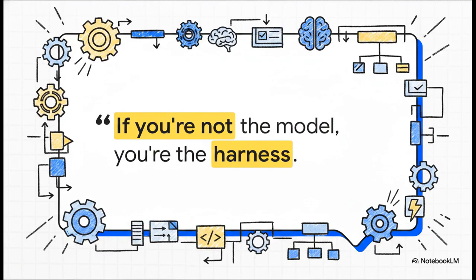The developers over at LangChain actually sum this up perfectly. They say, absolutely every piece of code, configuration, and execution logic that isn't the AI's actual brain falls into the category of the harness. The harness is the magic that turns a simple text prompt into a functional, working system.